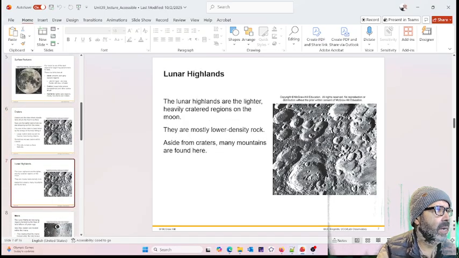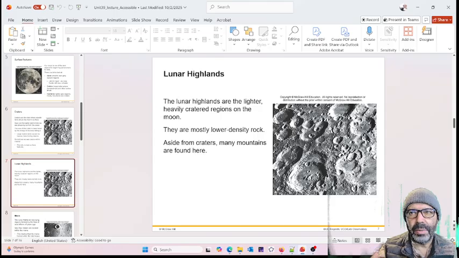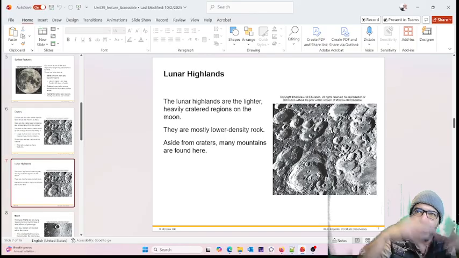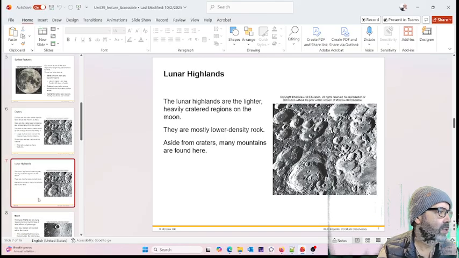Again, the lunar highlands are also heavily cratered, but not with the bigger craters like the ones I was talking about, the first one. They're mainly low density rocks because they're the leftover from the impact. When you have an impact, it breaks and then spreads around the surface of the moon.